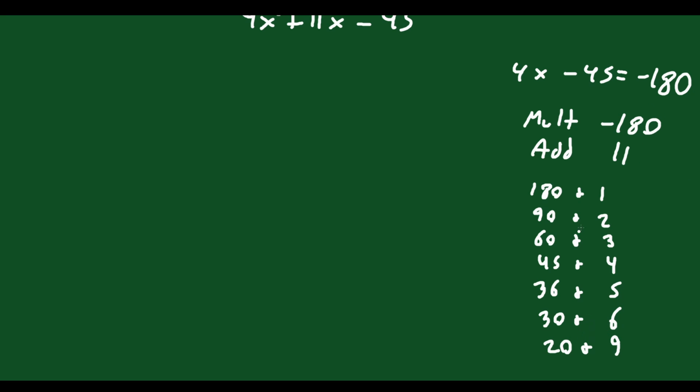And so which of these combinations add to 11? Well, I think if you do 20 and 9, where the 9 is negative, that'll work, right? 20 minus 9 is 11. 20 times negative 9 is negative 180. That's how you find that. So 20 and negative 9. So you'll have 4x squared plus 20x minus 9x minus 45.